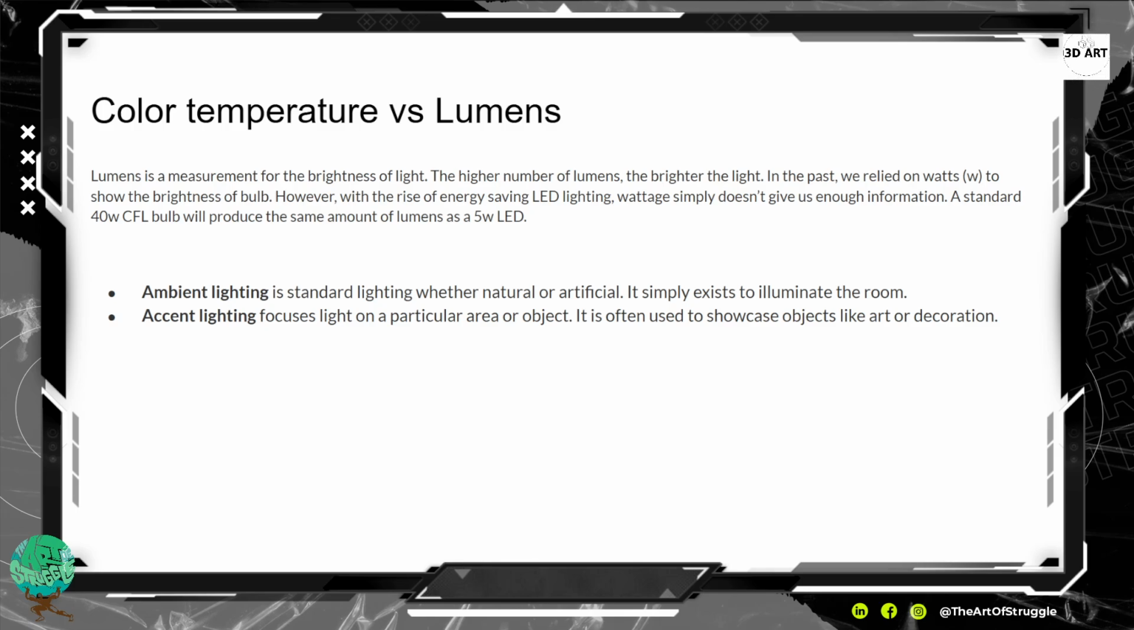So this usually helps us kind of describe ambient lighting, which is the standard lighting, whether natural or artificial. It simply exists to illuminate the room essentially. So ambient lighting is just a simple kind of overall lighting, is how I like to think about it. It's like an overall light. If you put on a light in your room or your office or the living room, that light that spreads kind of everywhere is ambient lighting, right? Then we talk about accent lighting, which is focusing light on a particular area or object. It is often used to showcase objects like art or decor.